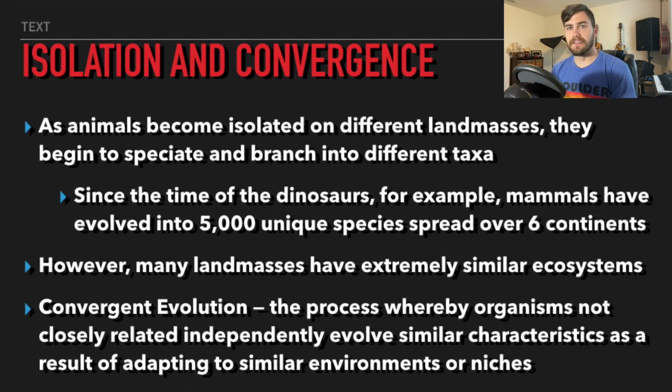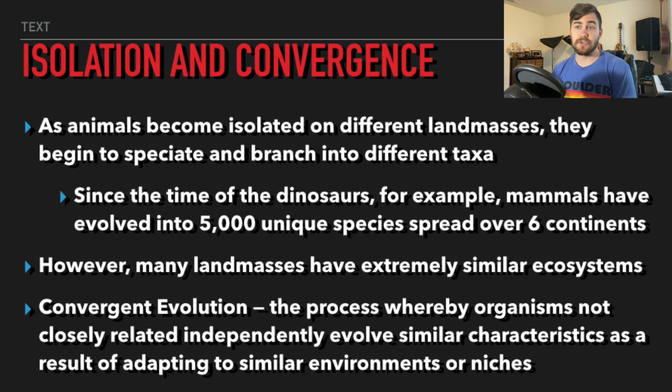So one component of convergent evolution is isolation and convergence. As animals become isolated on different land masses, they begin to speciate, so they branch off into different groups or taxa. So since the time of dinosaurs, for example, mammals have evolved into 5,000 unique species spread over every continent except Antarctica. But across these land masses, two land masses may be completely cut off from each other. The animals from one side evolve totally independently from the animals on the other side. But those land masses still might have very similar environments.